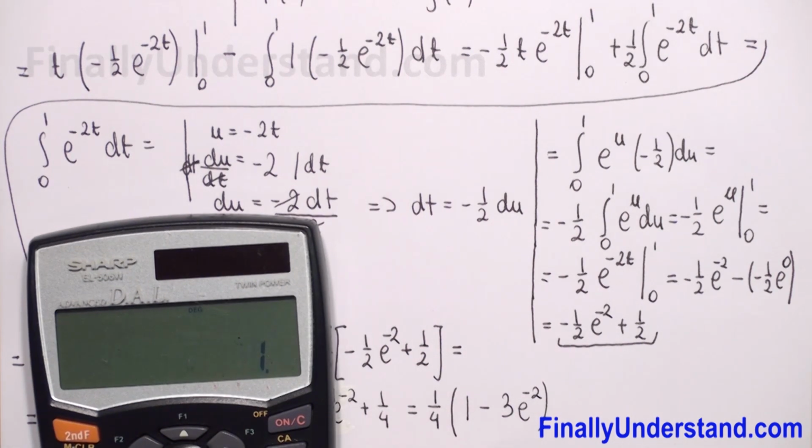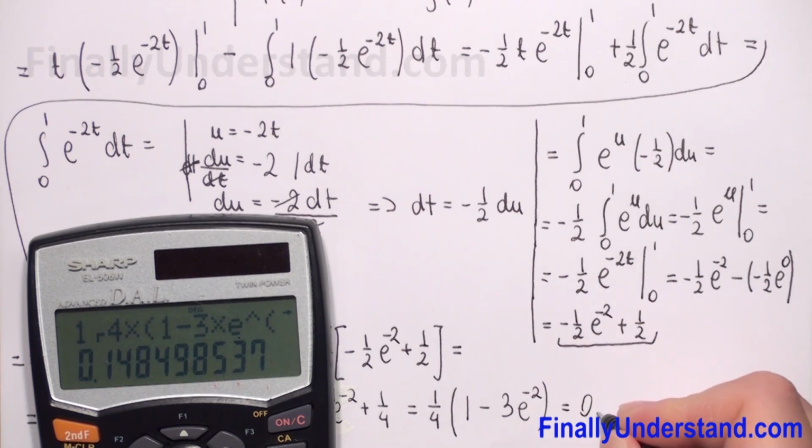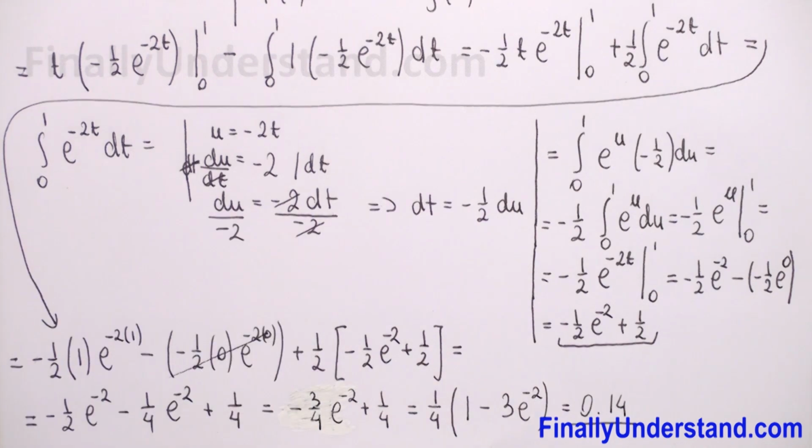So we have 1/4 times, and in parentheses we have 1 minus 3 times e to power negative 2, close parentheses. This is equal to 0.14. This is my solution.